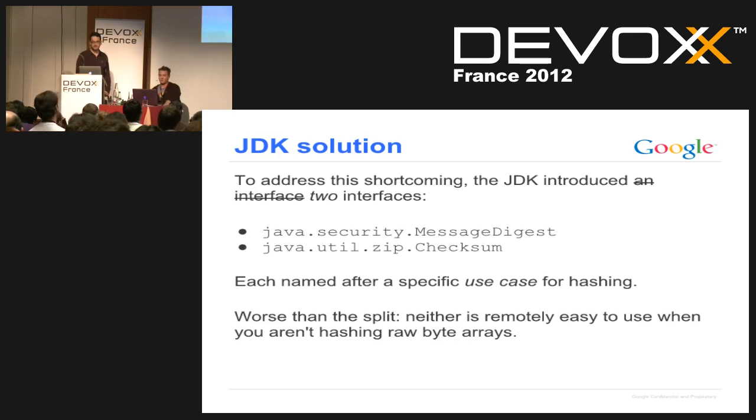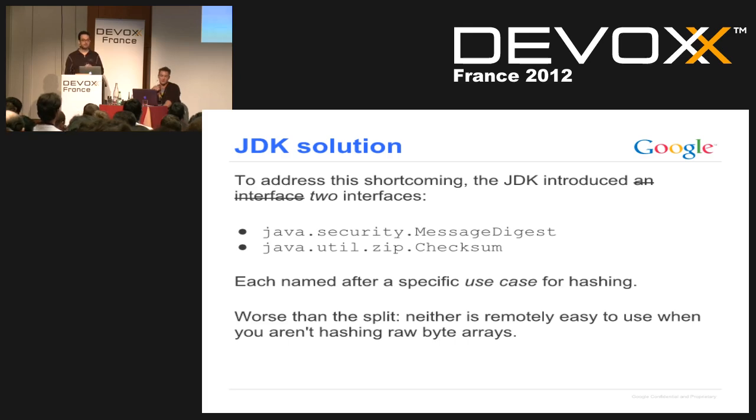So to address this, the JDK introduced an interface. Actually, they introduced 2 interfaces, because what's twice as good as one interface to do something? 2. There's both MessageDigest and there's java.util.zip.Checksum. There's no fundamental difference between these. They're simply named after different use cases for why you might be using it. But they fundamentally are trying to be the same thing.